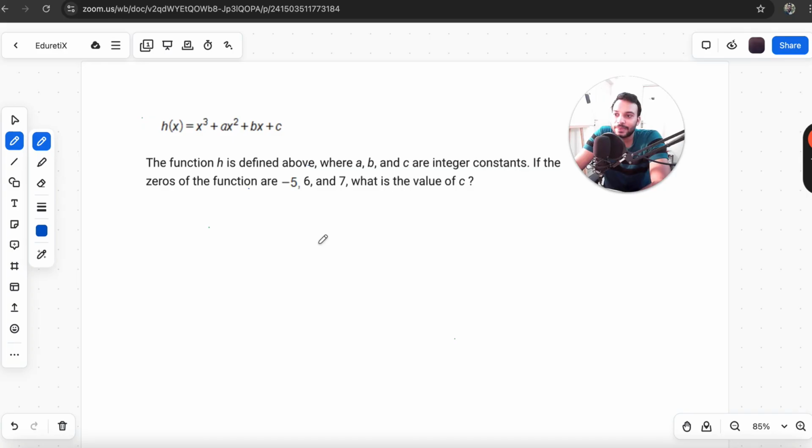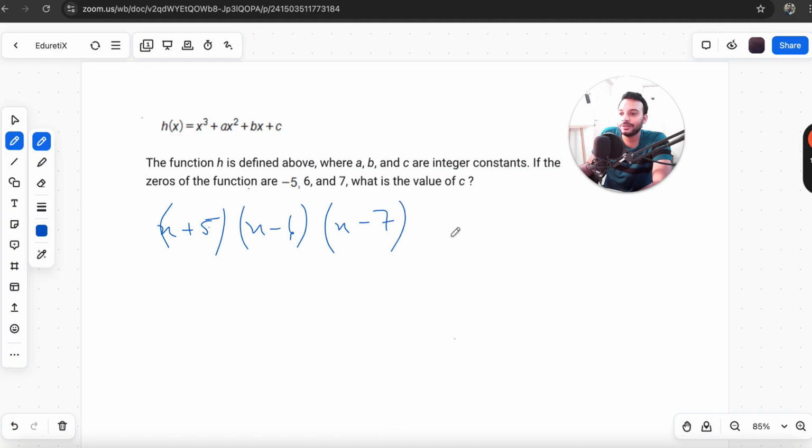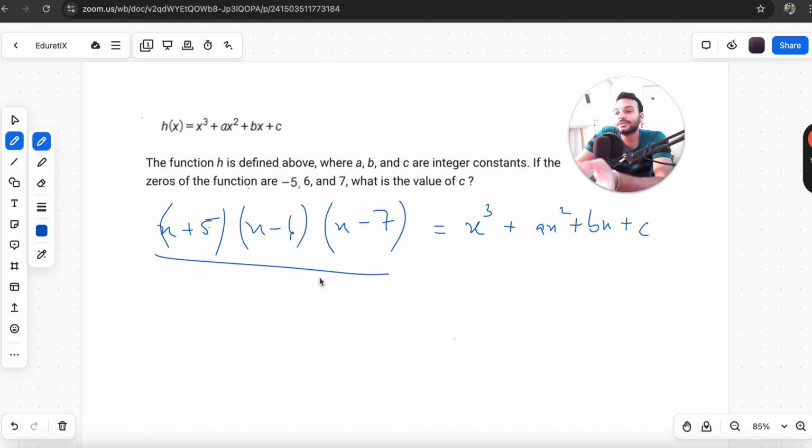Okay, how do you do it? Mathematically, if you were to do it manually, you would simply say x plus 5, x minus 6, x minus 7. You multiply all these. Whatever you get, you set that equal to x cubed plus ax squared plus bx plus c, and then you open these brackets, compare the coefficients, and then finally whatever constant term you're left with, you'll write that here. With DESMOS, how do we do it?